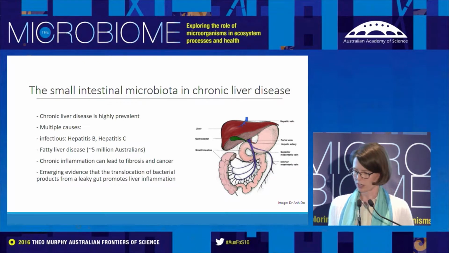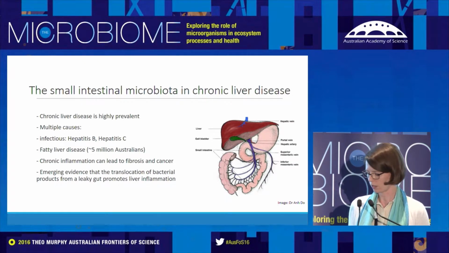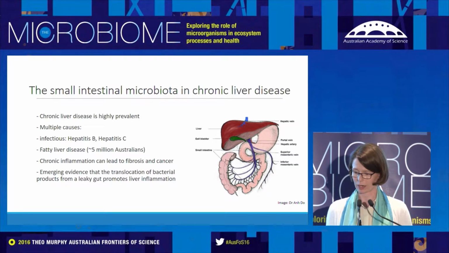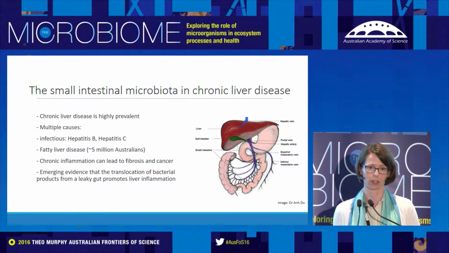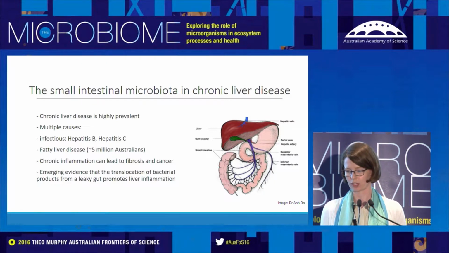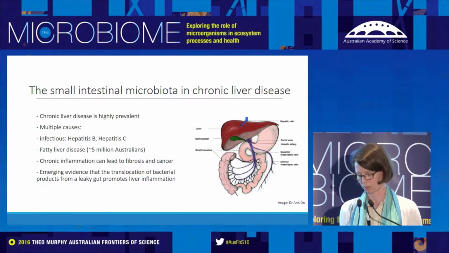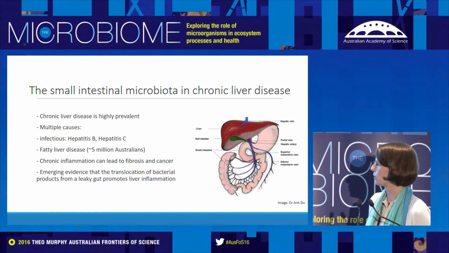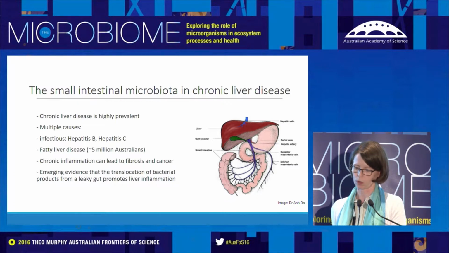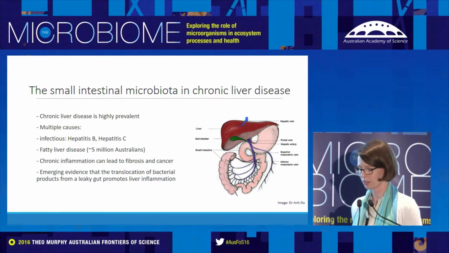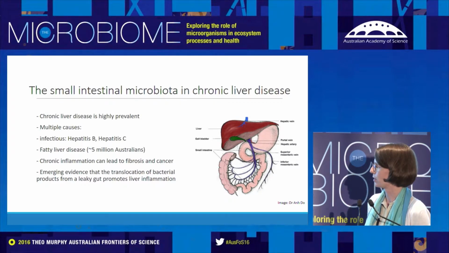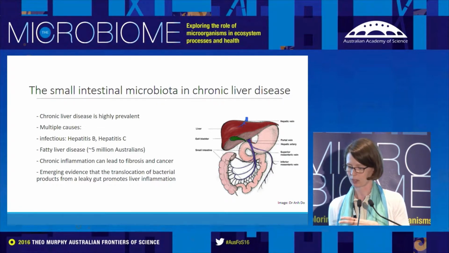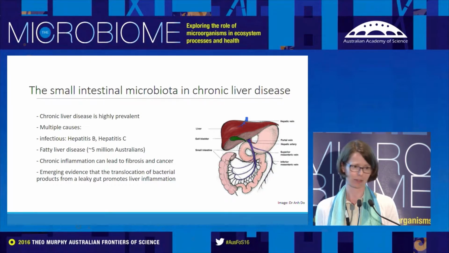Just to quickly touch on another disorder that we're looking at, and that's chronic liver disease. This is a highly prevalent disorder. It can have infectious causes, hepatitis B and C, or lifestyle causes such as non-alcoholic fatty liver disease. This is an emerging major burden to the health system with the increasing metabolic disease in the population. The chronic inflammation in the liver can lead to fibrosis and cancer, but not all patients will go on to develop cancer, and we're trying to understand why this is. There's emerging evidence that translocation of bacterial products from a leaky gut can promote liver inflammation.